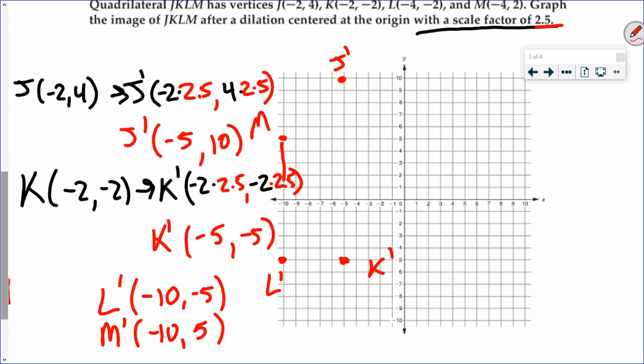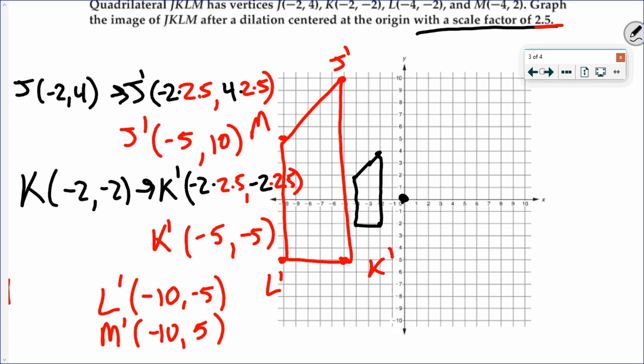And so connecting these, we see that trapezoid. This is an enlargement of our original trapezoid. And so yes, we enlarged it with a center of dilation here at the origin and a scale factor of 2.5. So that's what we should be looking at.